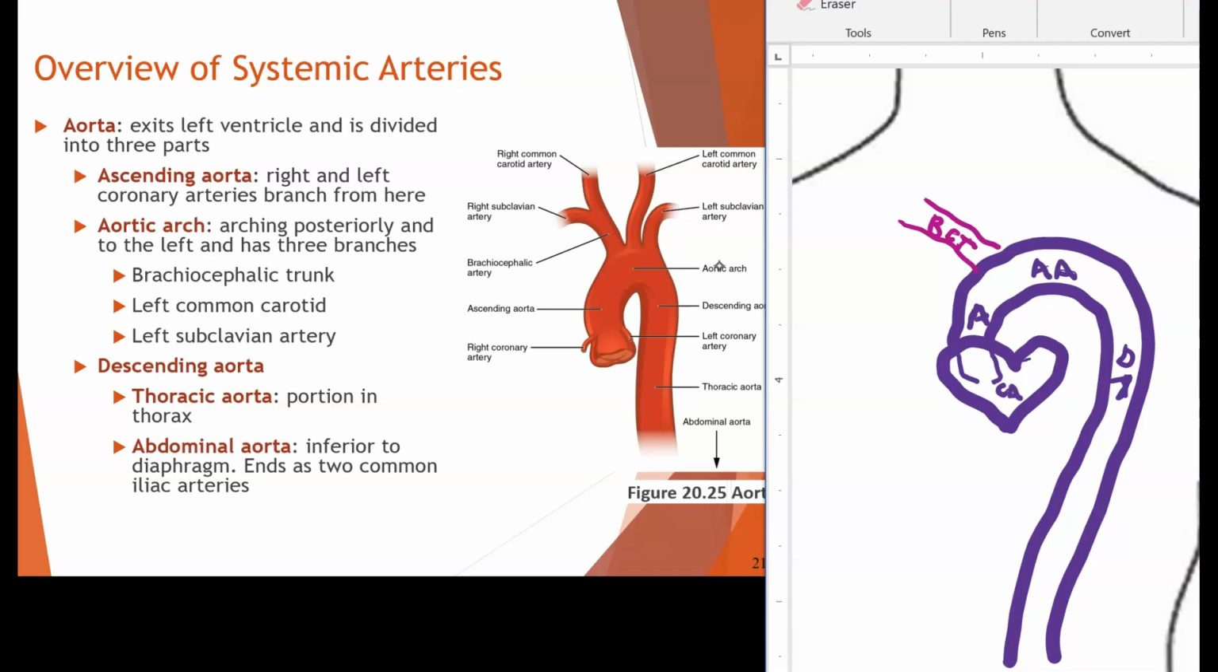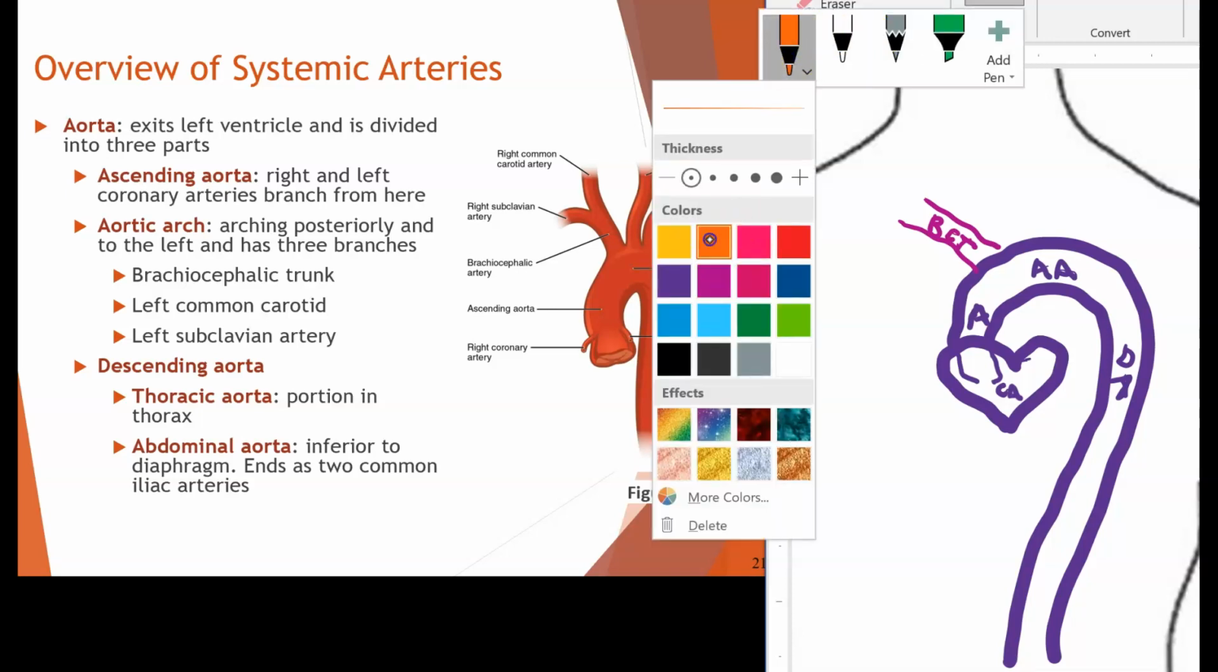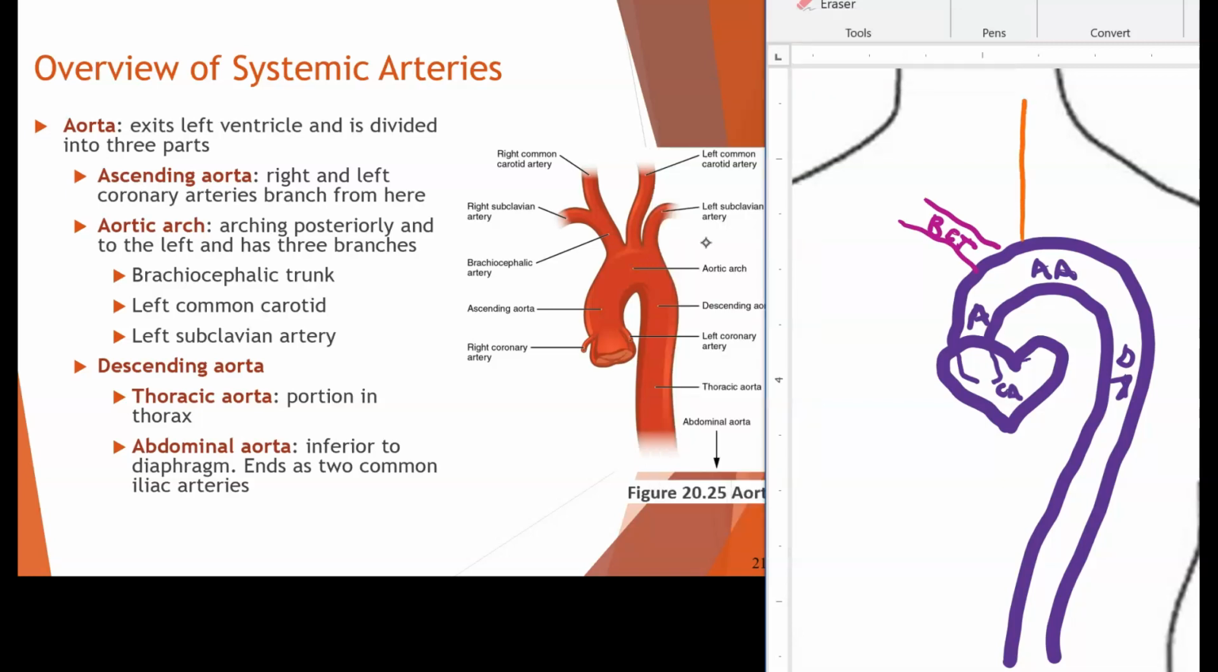So your brachiocephalic trunk, if you break that name down, brachio is referring to the arm, cephalic is referring to the head. And that's because we're going to have some arteries that branch off of here and go to the head and the arm. But before we talk about that, let's draw in our other branches off of the aortic arch. So we are also going to have a common carotid artery. This one is going to be our left common carotid artery. Okay, spelling is on the slide.